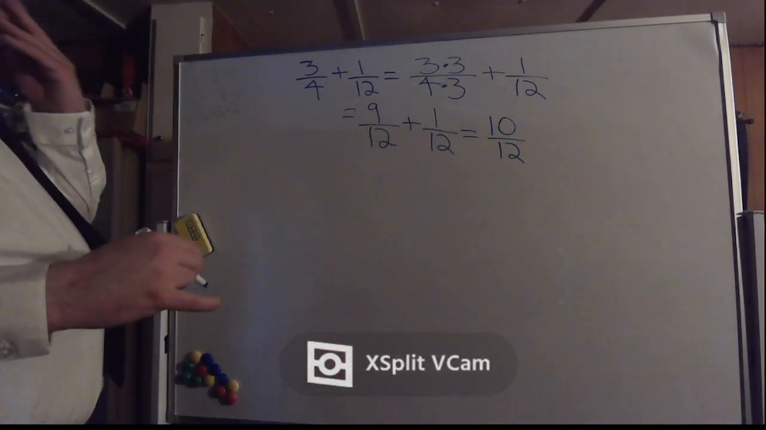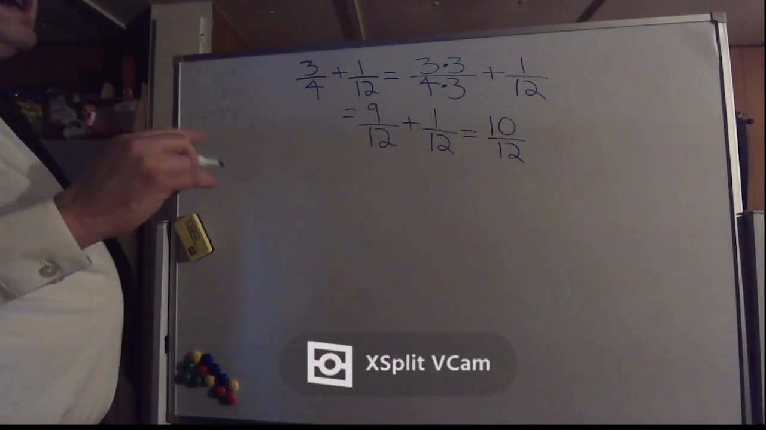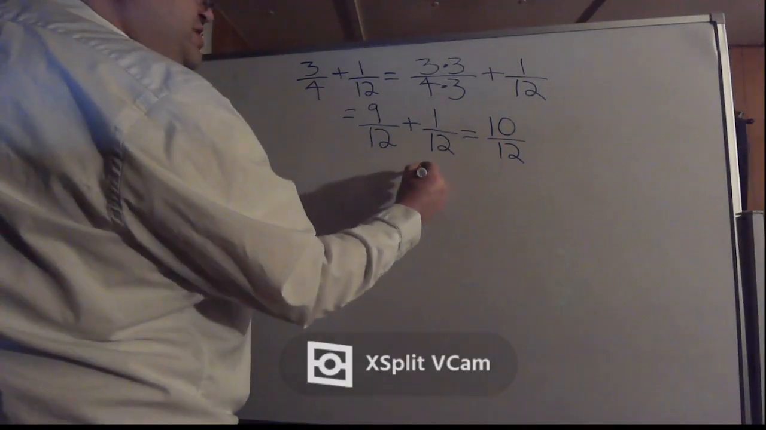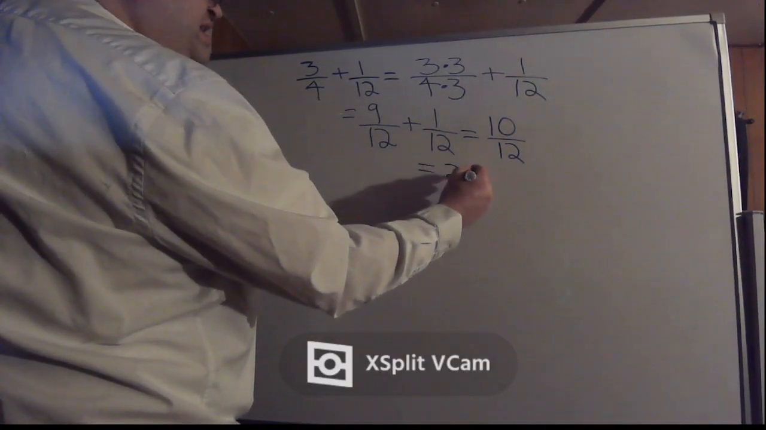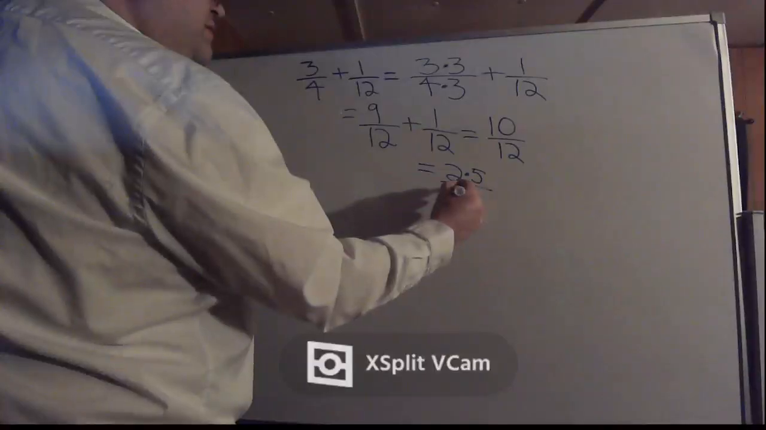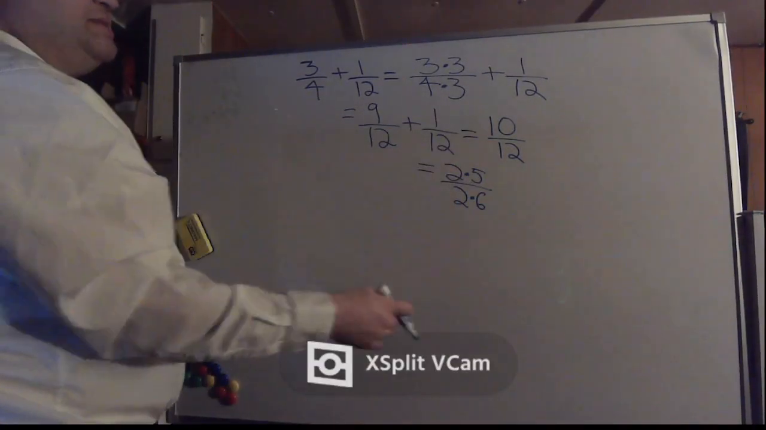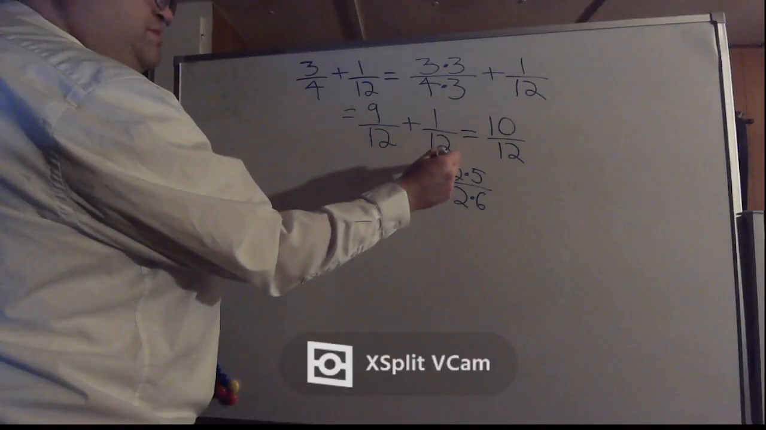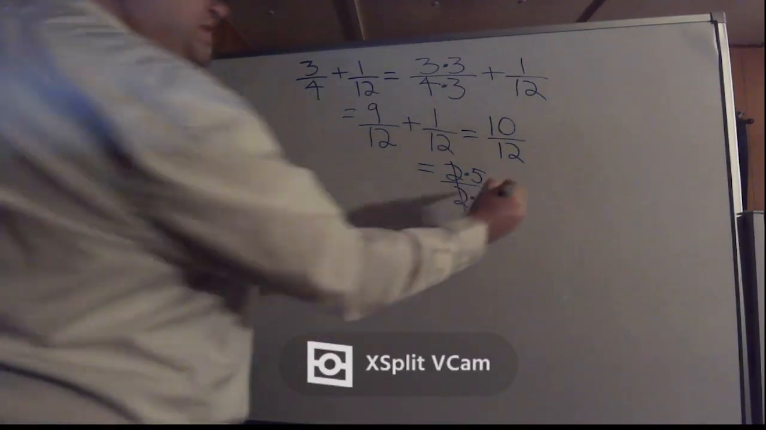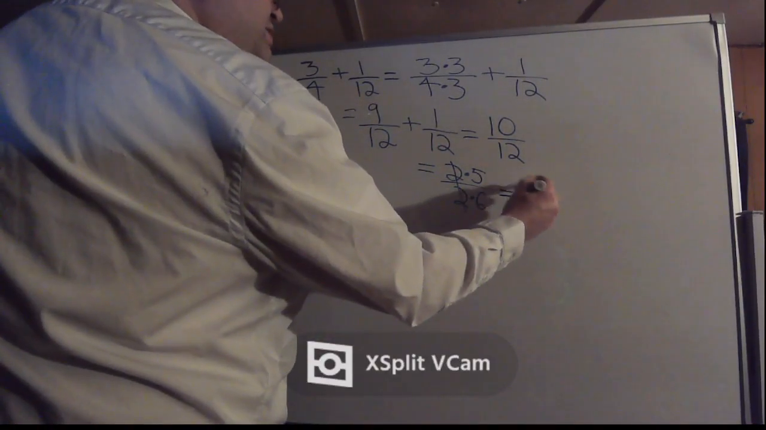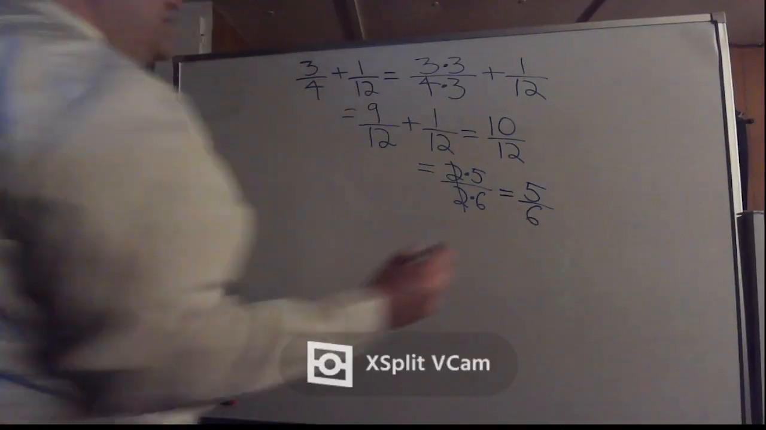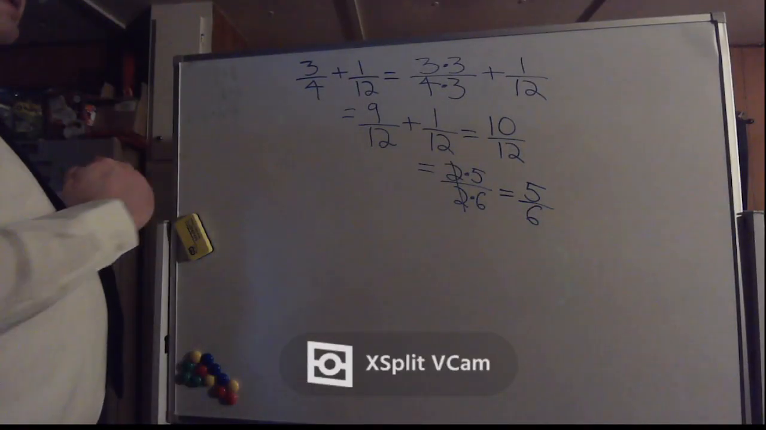But the 10 and 12, we can factor out a common 2 from them. So if we do that, you'll have 2 times 5 over 2 times 6, because 2 goes into 10 5 times, 2 goes into 12 6 times. So you factor out the common 2, you're left with your final answer of 5/6. And that would be the answer for that.